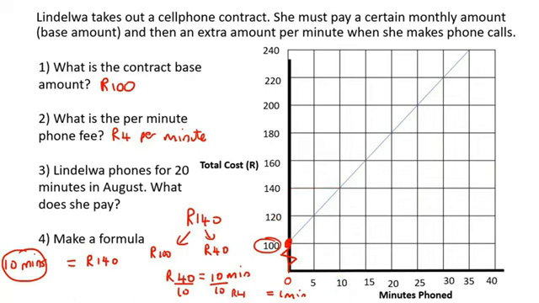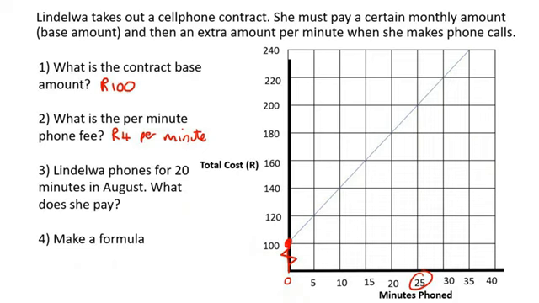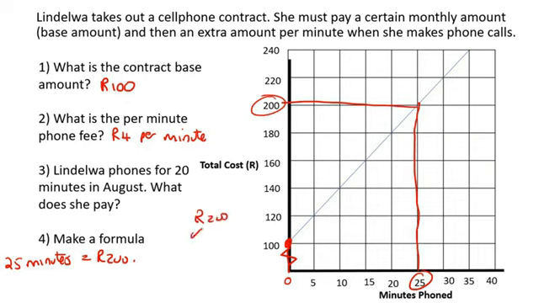Okay? Now you might think, yeah, but Kevin, what if we chose a different value? Okay, maybe you chose 25. Then if you go up 25 and then you go across, 200 rand. So 25 minutes is 200 rand. Okay? But remember that from that 200 rand, 100 rand is the base amount, and then there's 100 rand left over.